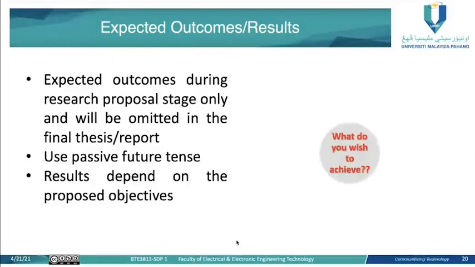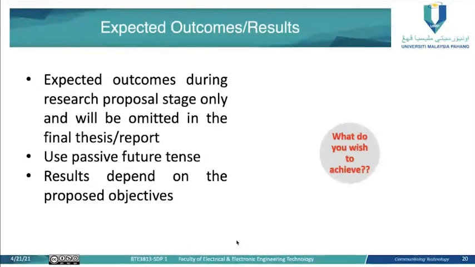So what do we wish to achieve? This will be our expected result. What we want to achieve at the end of this STB, for example. As we mentioned before, it's not just to pass, it's not just to complete the study. No, we have some goals we already planned. We have some objectives we already mentioned in the beginning of chapter 1.